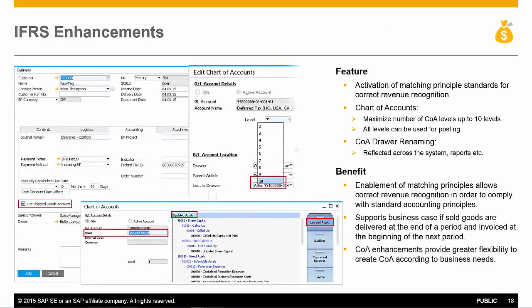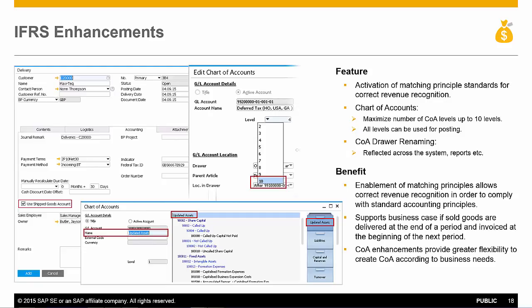There are also a number of IFRS enhancements that are implemented to support revenue recognition at point of sale when the buyer takes over the ownership of goods. Revenue can be recognised if it is relatively certain that a company will receive payment for the goods sold. We've now activated matching principal standards for correct revenue recognition.